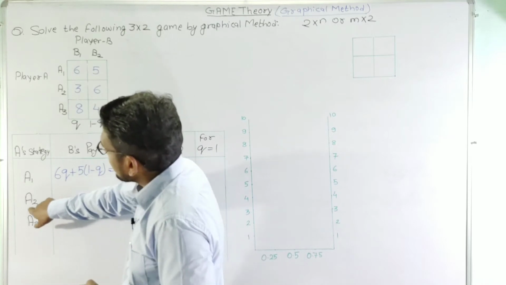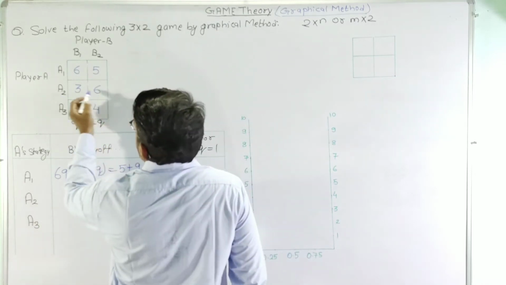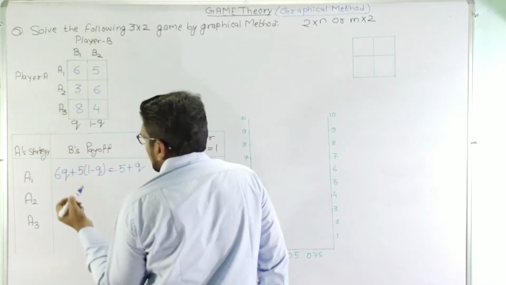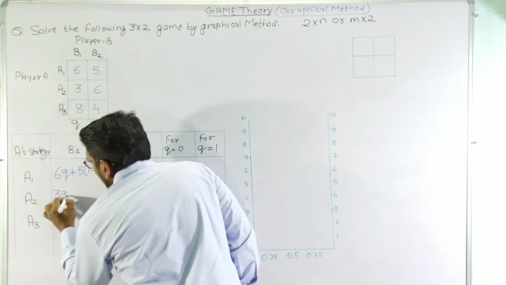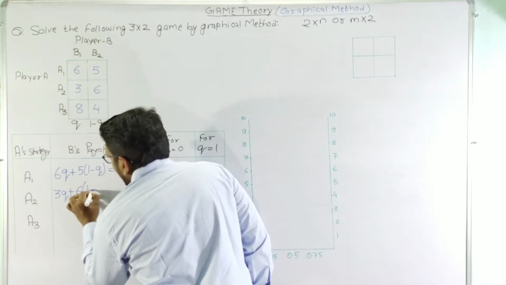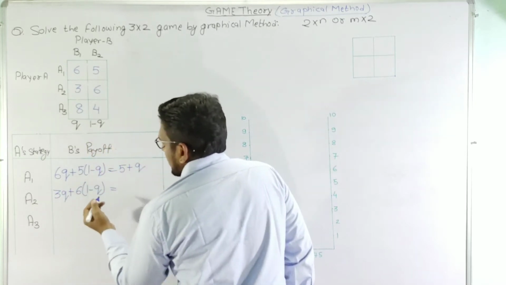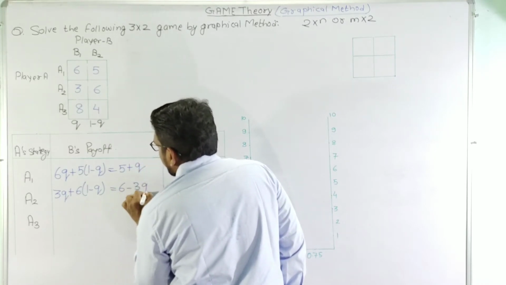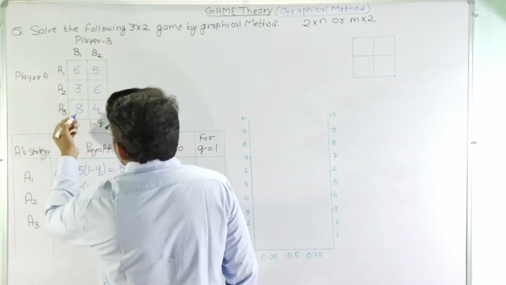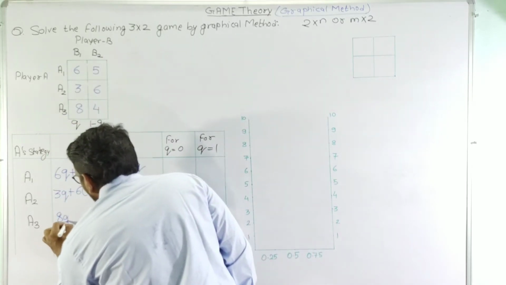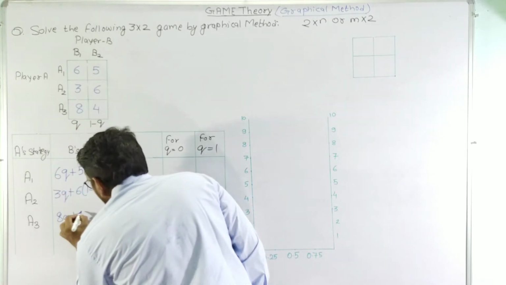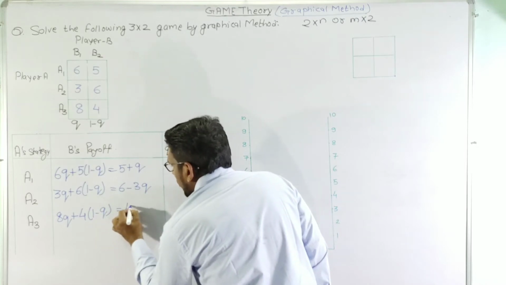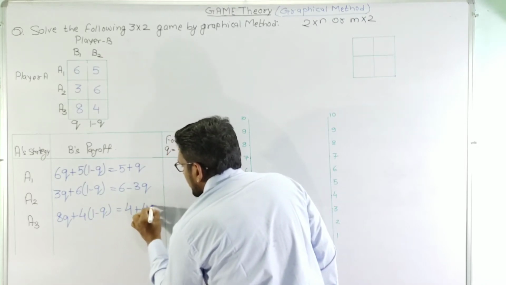Now we will consider strategy A2, and the payoff according to this will be 3Q plus 6 times (1 minus Q), and this will be equal to 6 minus 3Q. Similarly for strategy A3, we have 8Q plus 4 times (1 minus Q), and this will be equal to 4 plus 4Q.